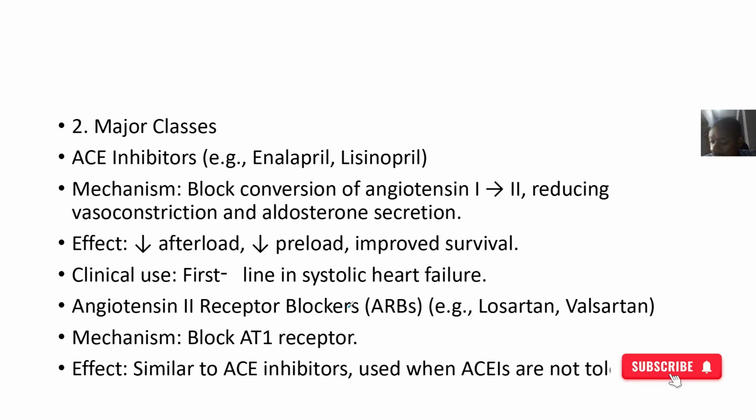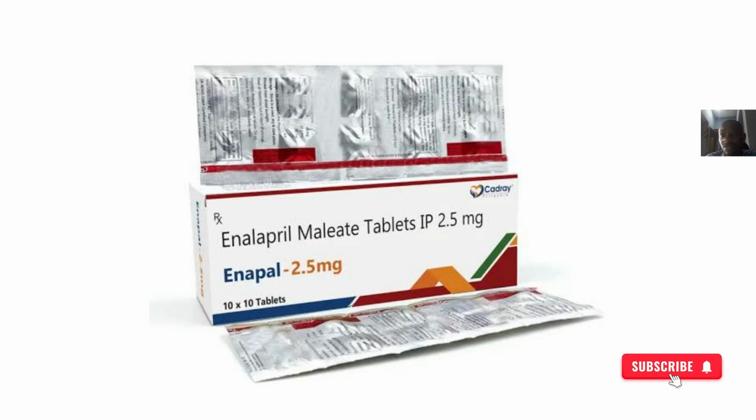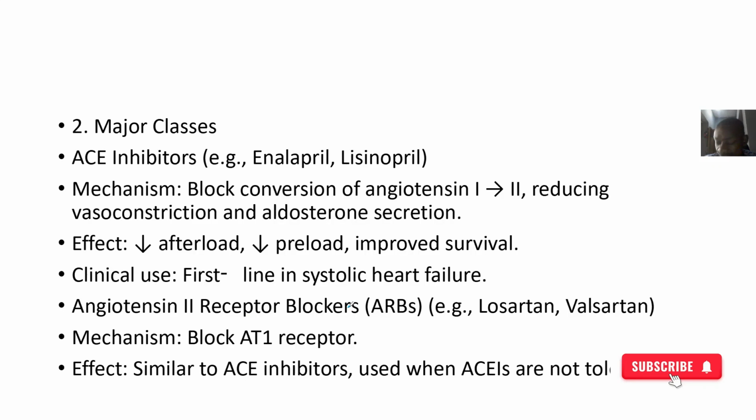So the major classes: we have the angiotensin converting enzyme inhibitors. So drugs like enalapril, I have enalapril here, lisinopril. They basically block the conversion of angiotensin 1 to angiotensin 2. Do you understand? So they now reduce how the heart is actually beating by stopping that particular product. So clinical use, they are mainly used for treating systolic heart failure, or as the first line in that.